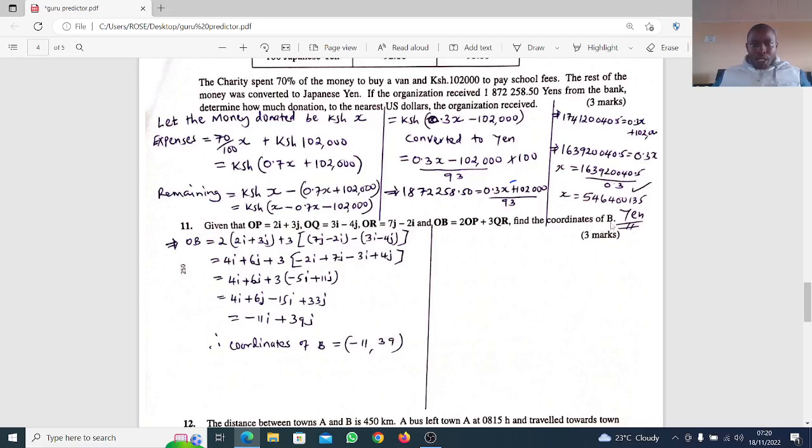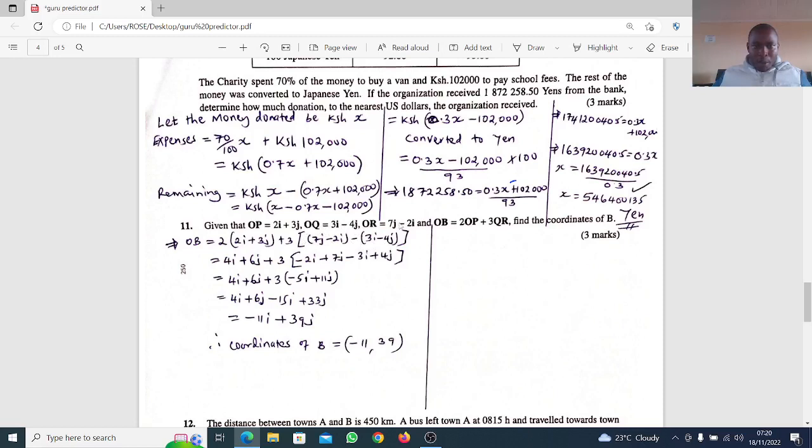So to get the coordinate of B, OB equals, we know it is 2OP, so it is 2, OP is 2i plus 3j, then plus, we know that it is 3QR. It is 3 into QR is R, and R is 7j minus 2i, then minus Q. Q is here, 3i minus 4j.